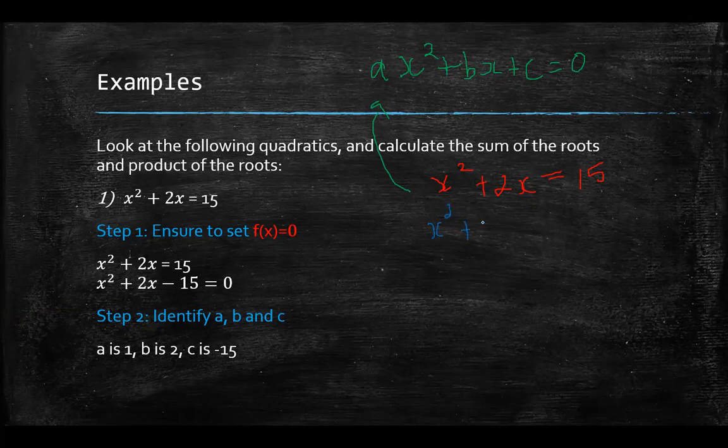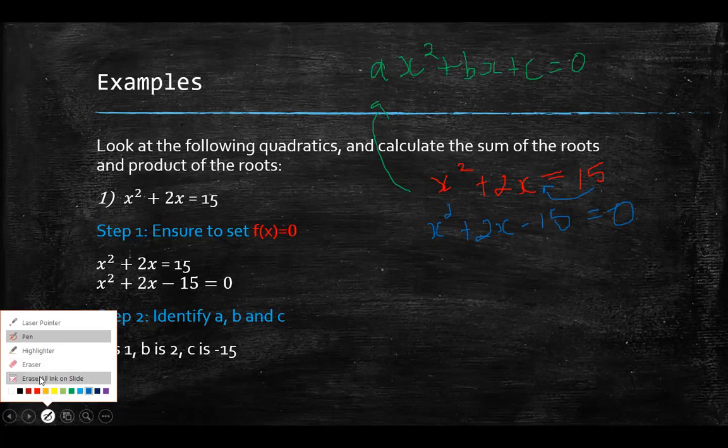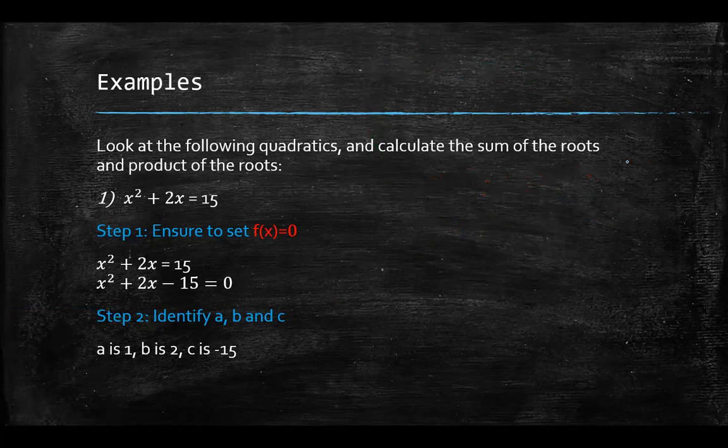x squared plus 2x. This is basic algebra. Carry across the 15 to this side, so you minus 15 on both sides. Minus 15 is equal to 0. Anybody else has any questions on that? No, miss.